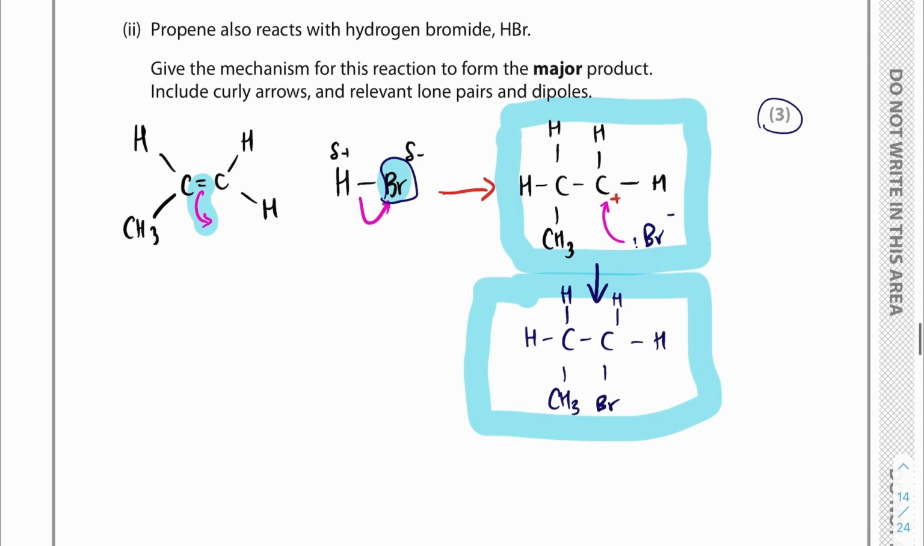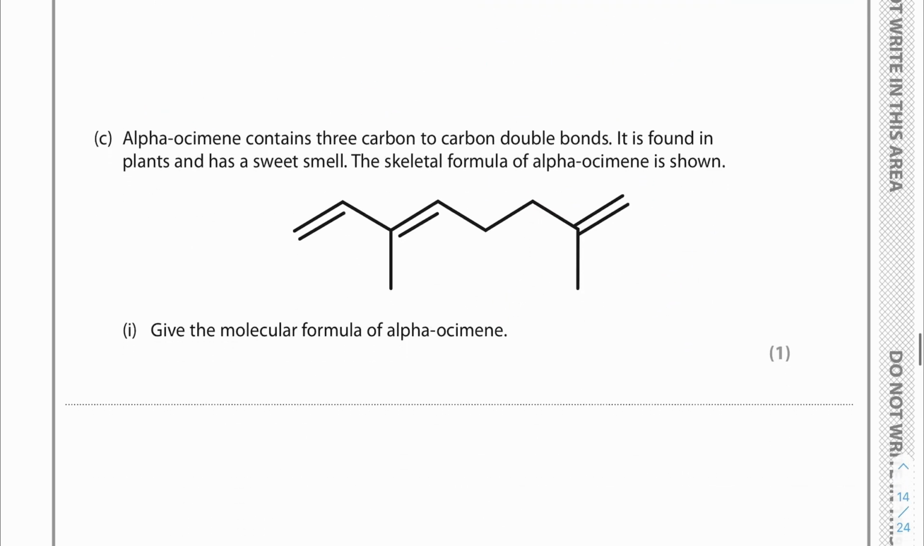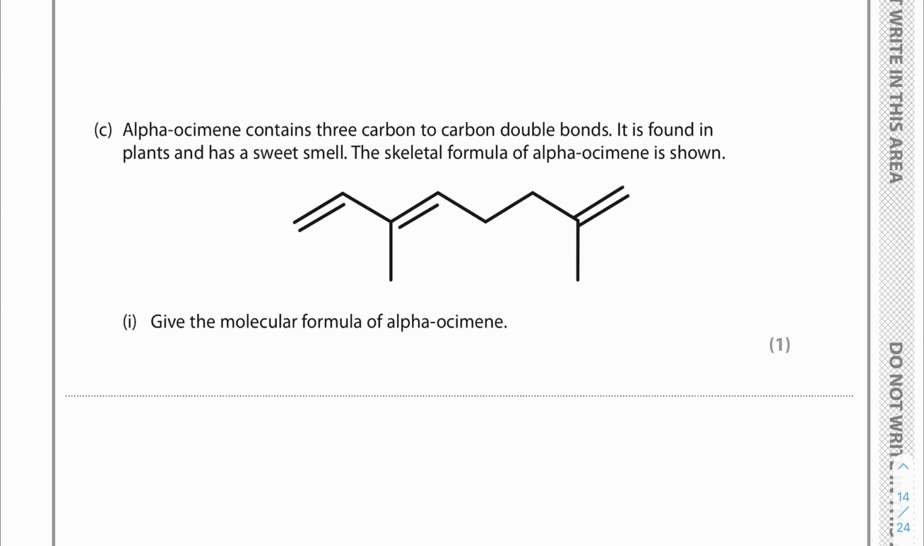Okay, so let's move on to part C. Alpha ocimene contains 3 carbon to carbon double bonds. It is found in plants and has a sweet smell. The skeletal formula of alpha ocimene is shown. Give the molecular formula of alpha ocimene. What you can do here is just count the carbons. 1, 2, 3, 4, 5, 6, 7, 8, 9, 10. So we have C10. Now look at the hydrogen. This is double bonded, so it will only have 1 and 2 here, and 1, 2, 3.